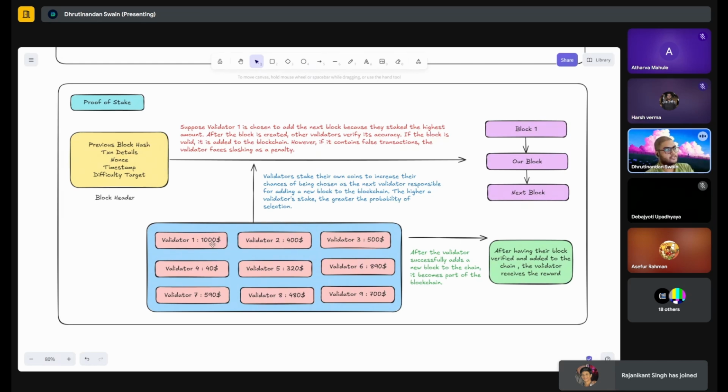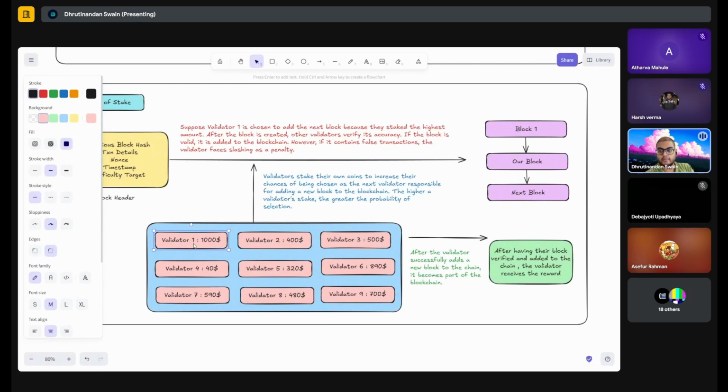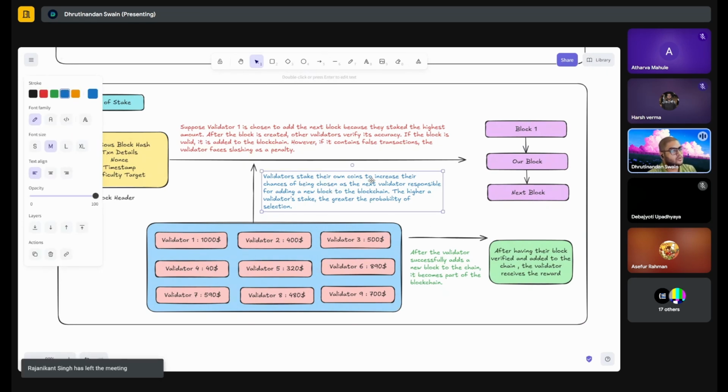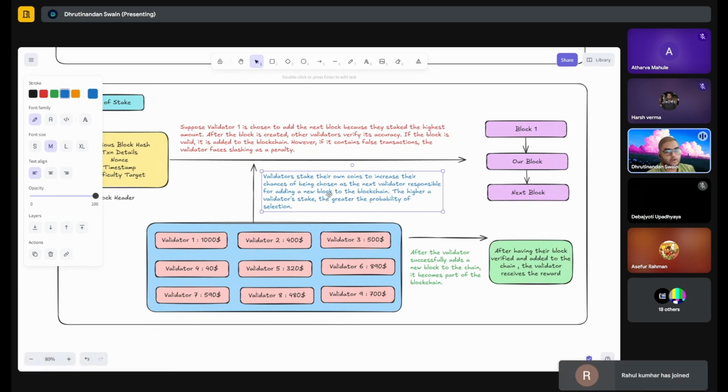For example, as you can see, validator one staked $100,000 of his own money or coin. Validator two, $400. Validator three, $500. So all the validators have staked their own money. Then an algorithm in the network chooses the lead validator from this pool of validators. The choice highly depends upon the amount you are staking. The higher the amount you stake, the higher the chance of getting selected as the lead validator. As you can see, validators stake their own coin to increase their chances of being chosen as the next validator, responsible for adding a new block to the blockchain.